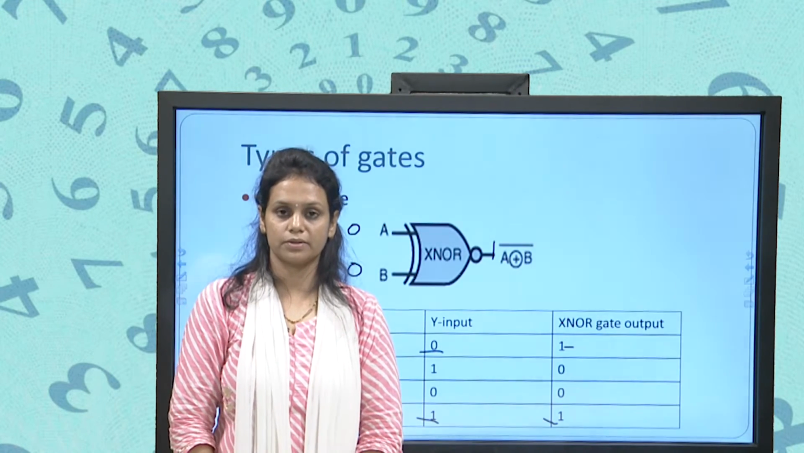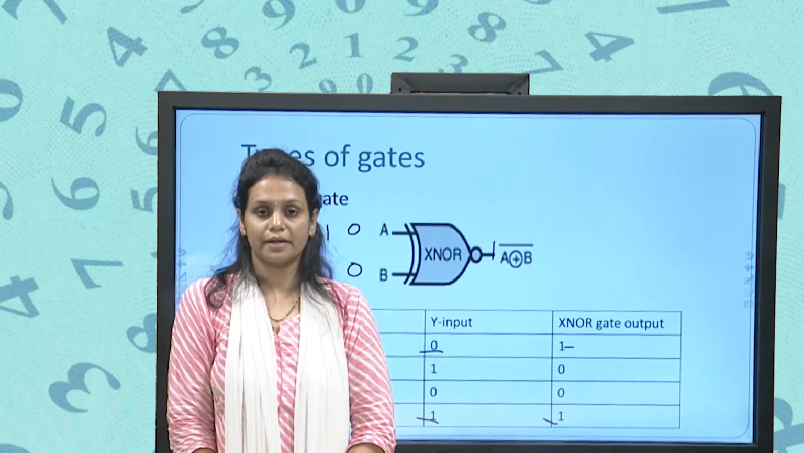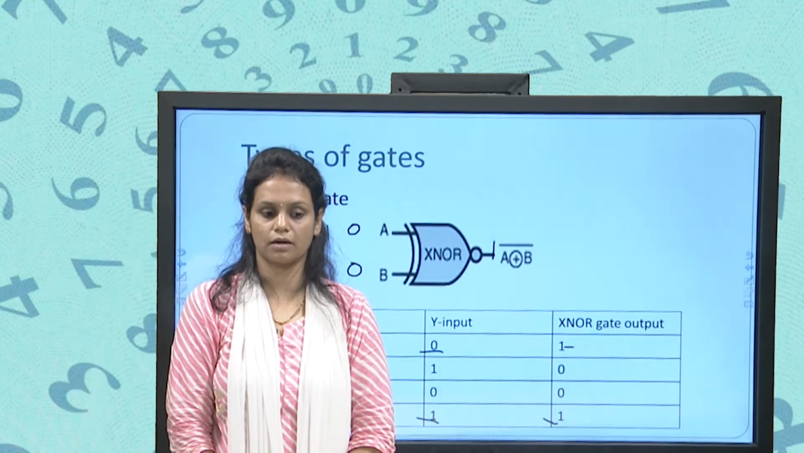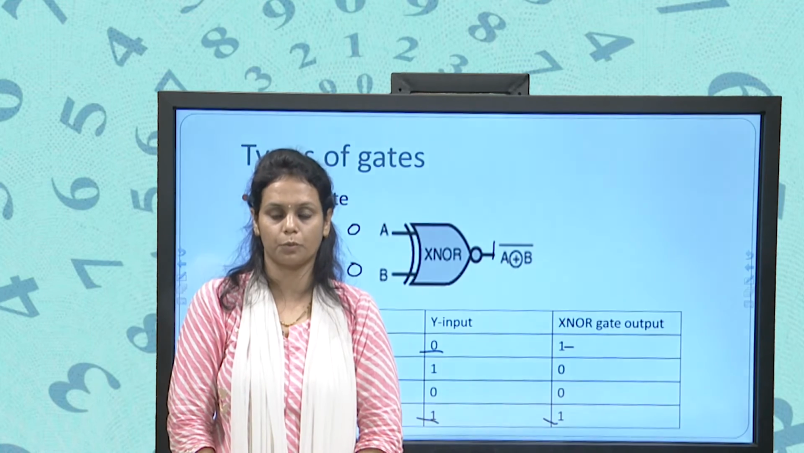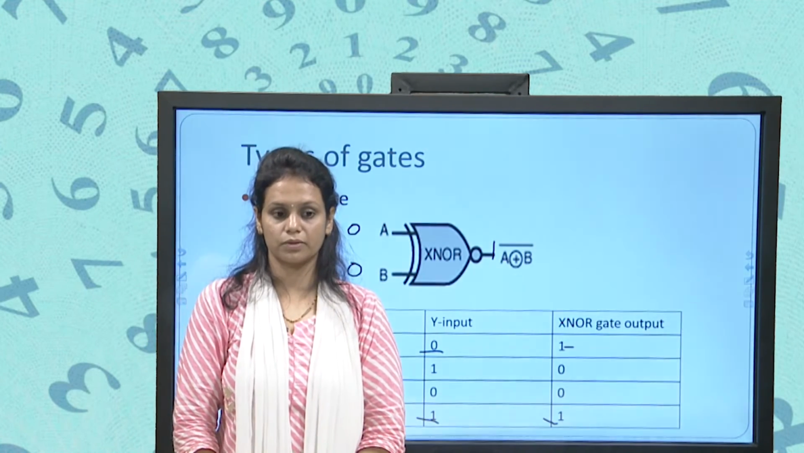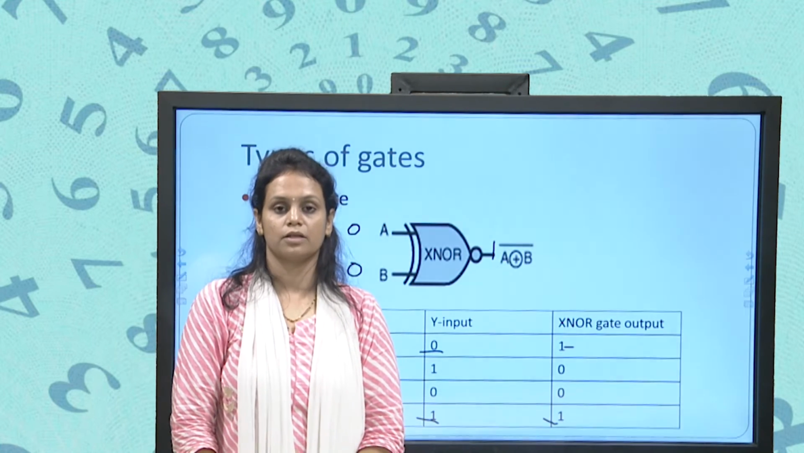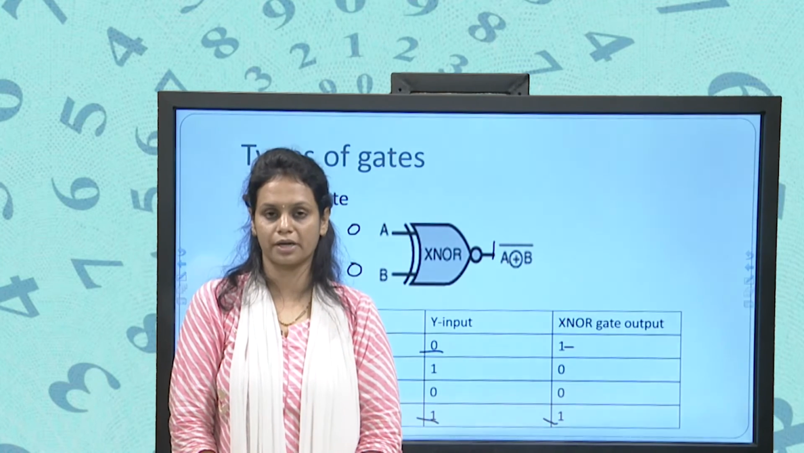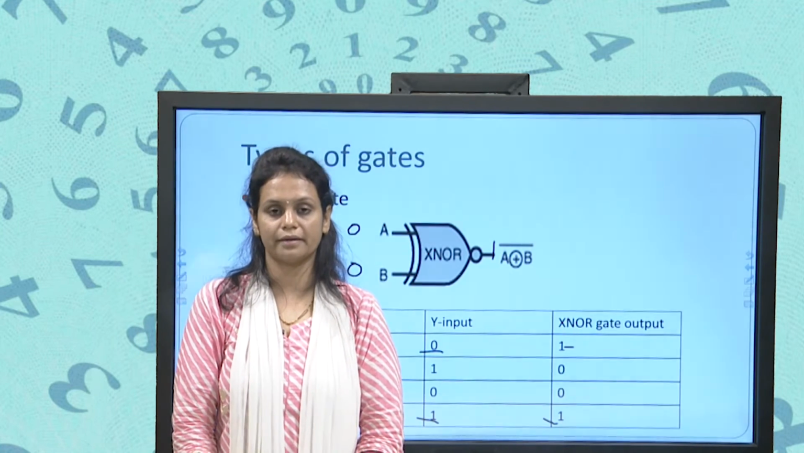Then we have seen the NOT gate, which is different because it accepts only one input. If the input of the NOT gate is 1, the output is 0, and if the input is 0, the output is 1. Next we have seen the XOR gate, and then the combination of the AND gate and NOT gate, that is the NAND gate. In that case first we perform the AND operation and then the NOT operation. Then we saw one more gate, the combination of the OR gate and NOT gate.